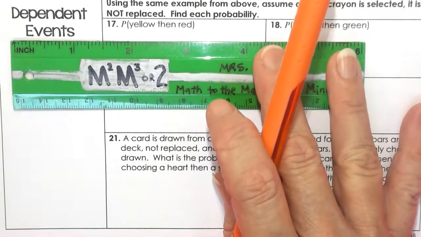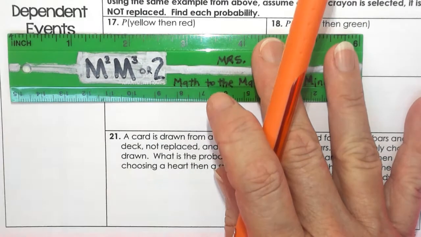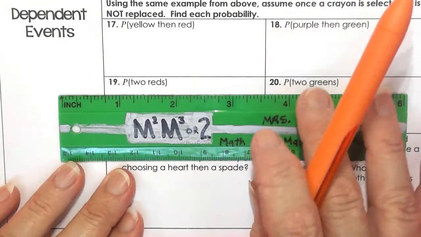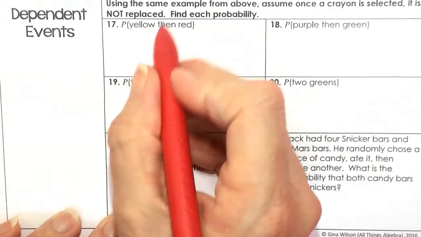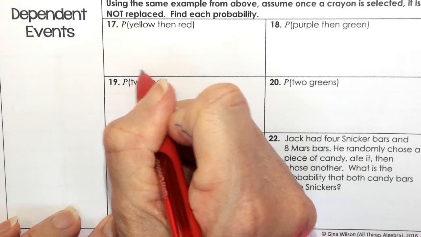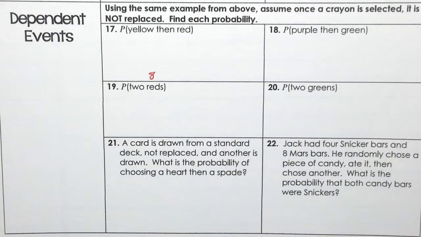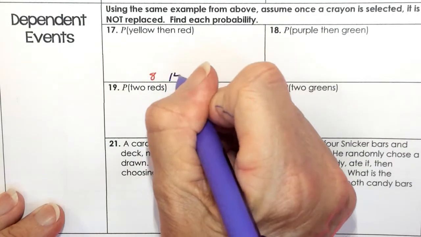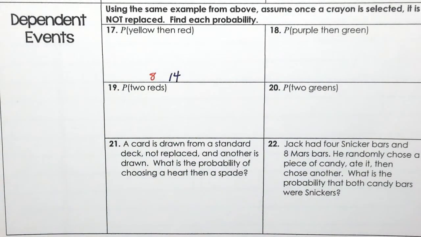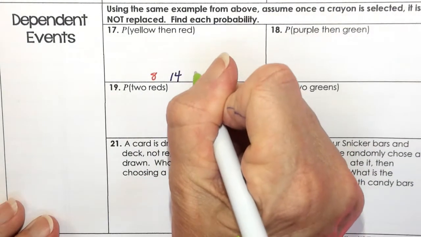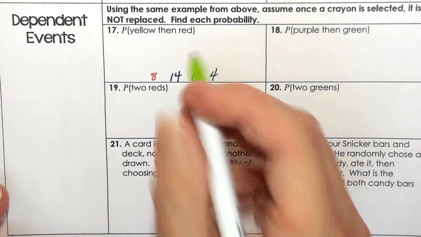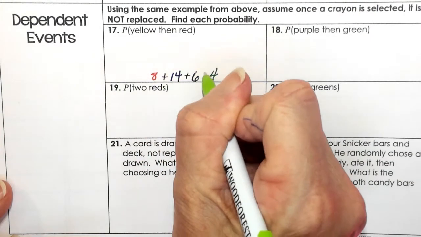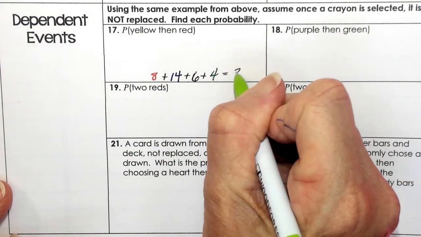So we're moving down the page. In our examples here with dependent events, we're still working with those crayons we had. So I'll rewrite that we had 8 that were red, 14 that were purple, 6 that were yellow, and 4 that were green. If you remember, we added those up to find out how many total crayons we were choosing from, and it was 32.